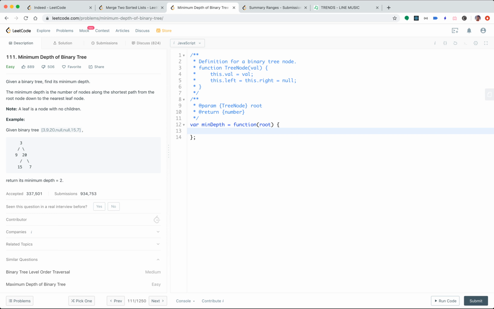This must be DFS, depth first search, I think. Every time we find a leaf node, we calculate the path, and check if it is the shortest or not. And if it is the shortest, we update it.